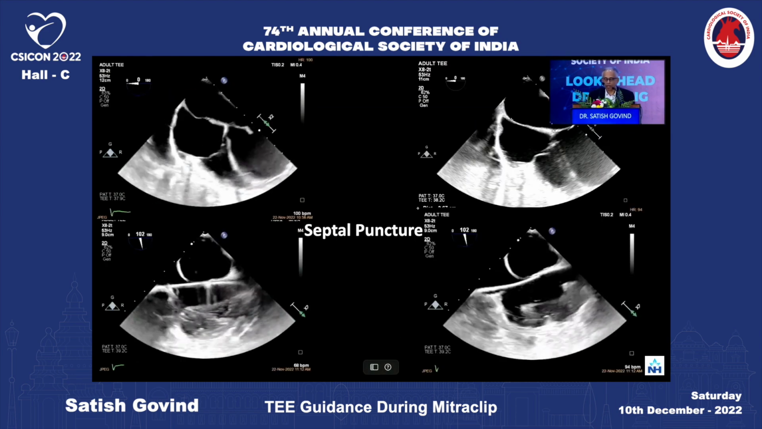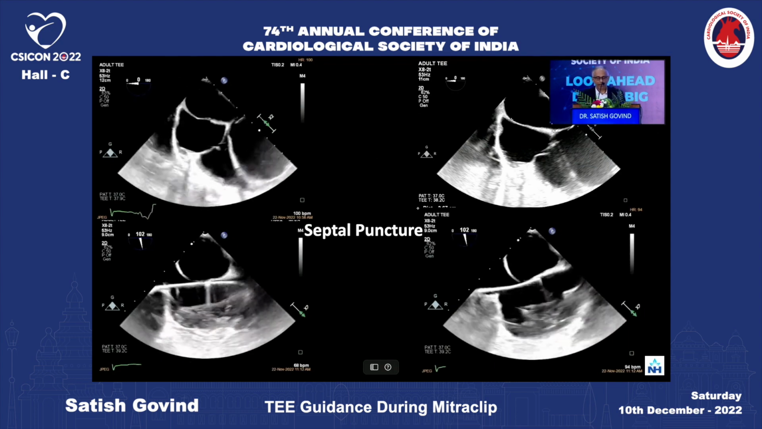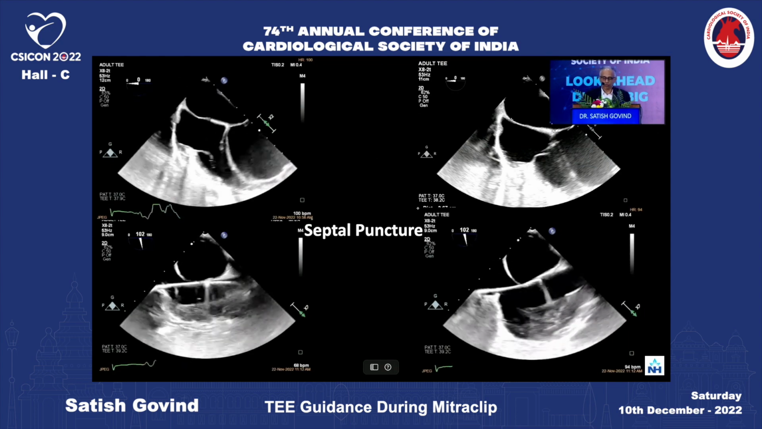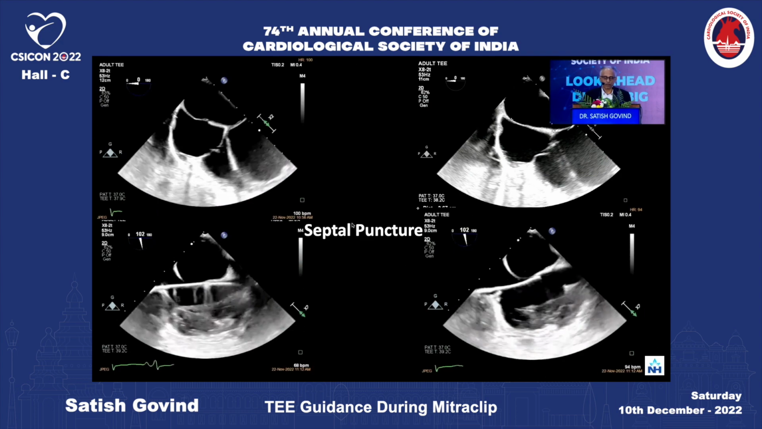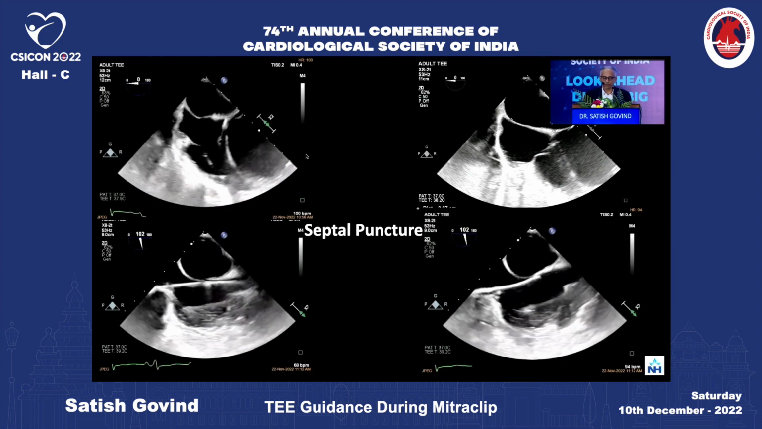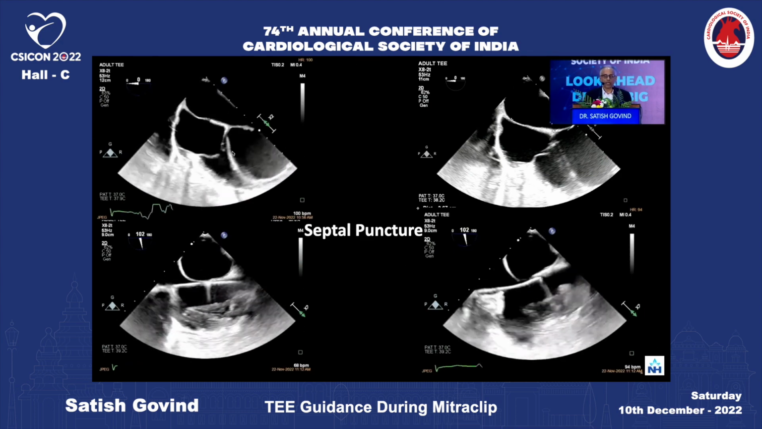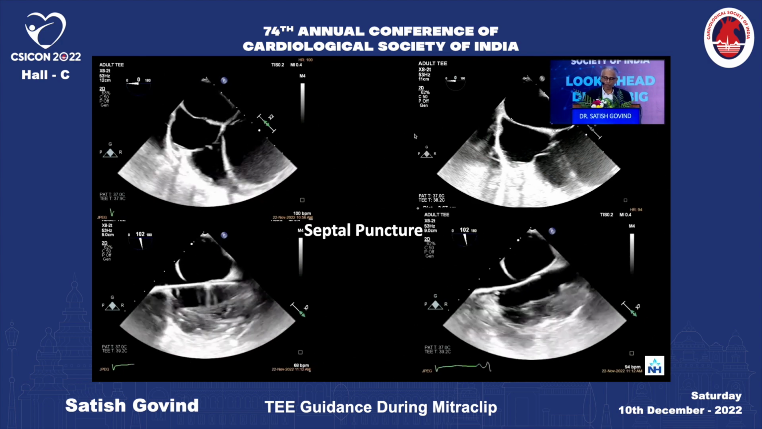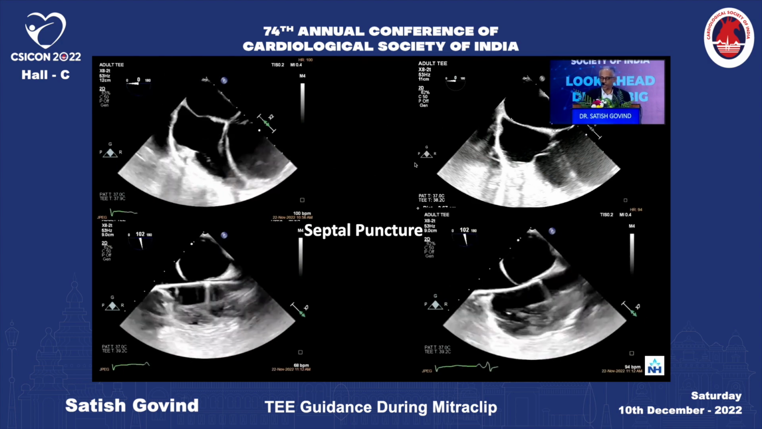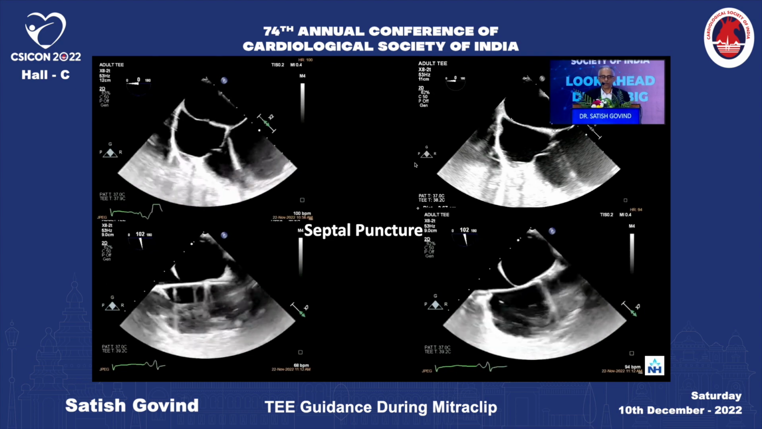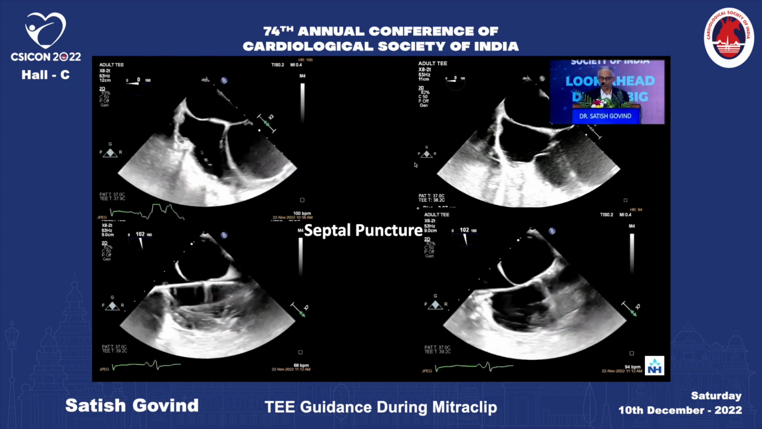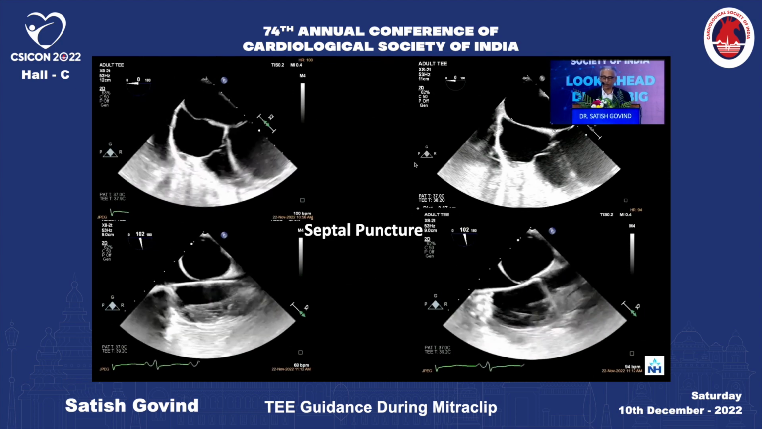Then the septal puncture itself. This again has its own protocol. You have these 3 big views. One is the bicaval view, and then you have the short axis views also. Once you have identified the puncture points and where you're going to do it, then you're going to look at the height.